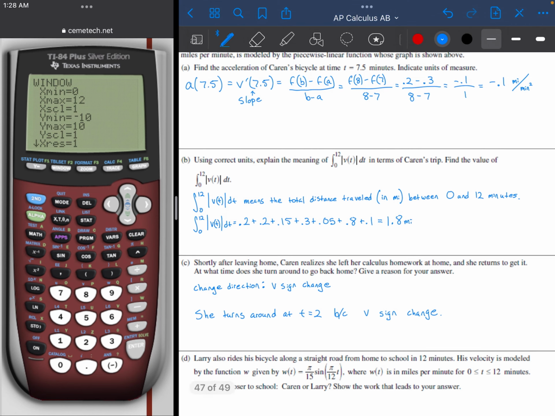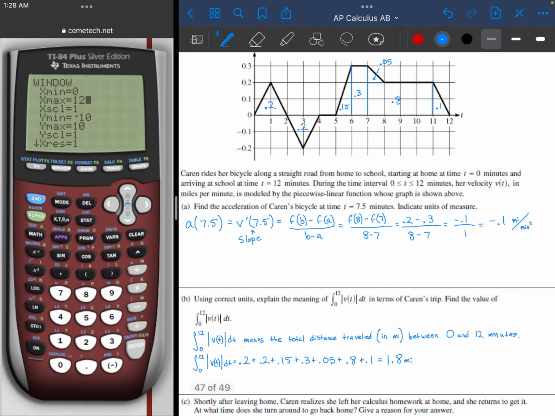So what we have to do, and this is really tricky. Most students think, oh, okay, well, because we had this 0.2, all we need to do is subtract that 0.2 and we'll get the right answer.